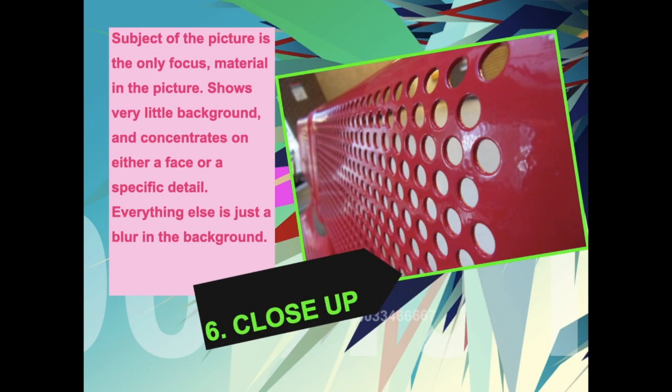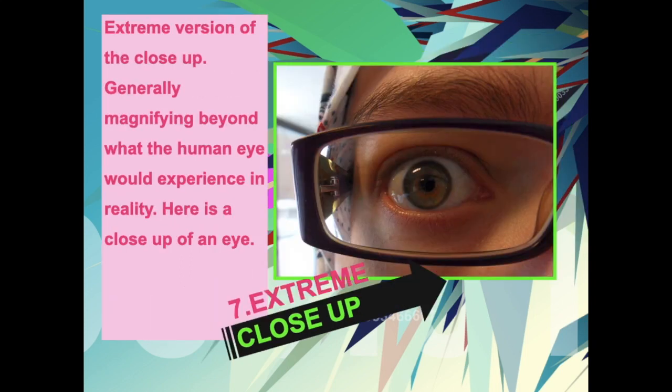Lots of us utilize the close-up or the extreme close-up in our Instagram world. This is when the subject of the picture is the only focus and not the material in the background. It shows very little background and concentrates on either a face or a specific detail. Everything else is just a blur in the background. Then there's the extreme close-up. You can get even closer. It generally magnifies things beyond what the human eye would experience. For example, the close-up of this eye.